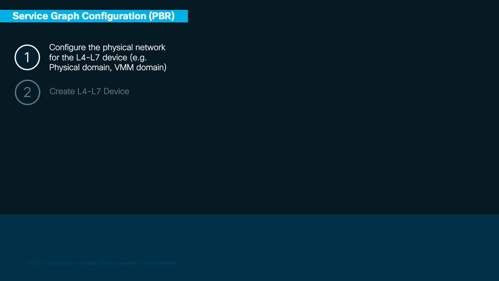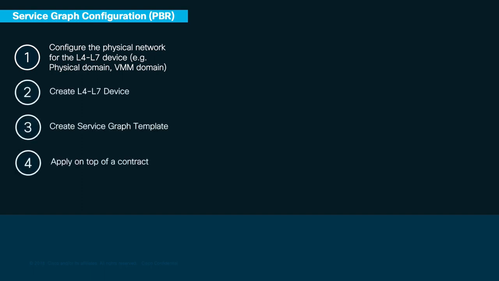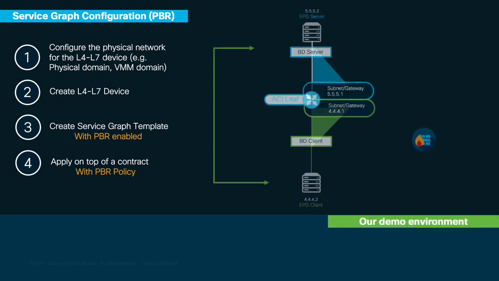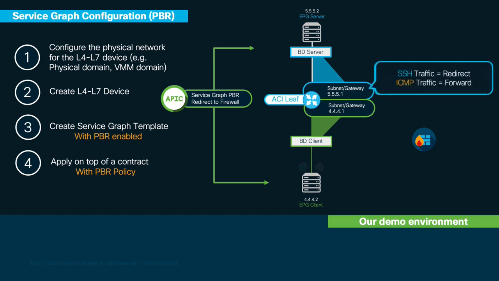The main 4 steps you just learned to configure a service graph stay pretty much the same when using PBR. However, there are a few minor changes. In this scenario, we want to communicate 2 servers in 2 different EPGs and bridge domains over our ACI fabric. We will configure PBR so that only SSH traffic is redirected to the firewall, while ICMP traffic will be routed by the ACI fabric directly.